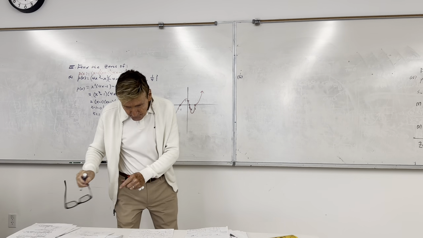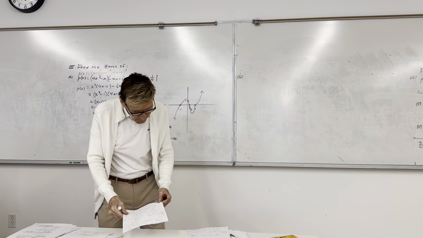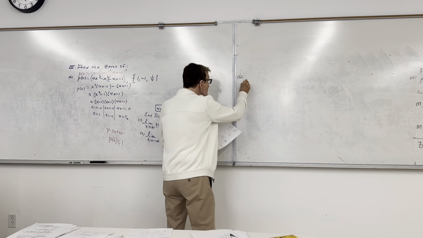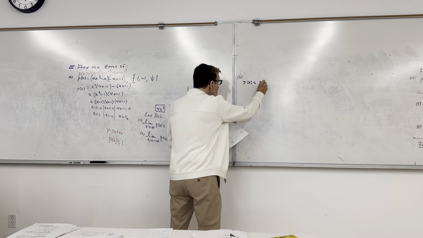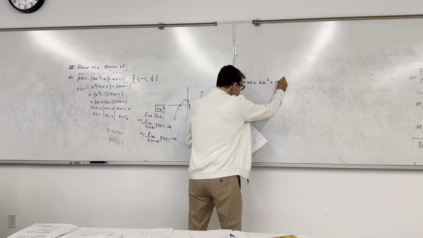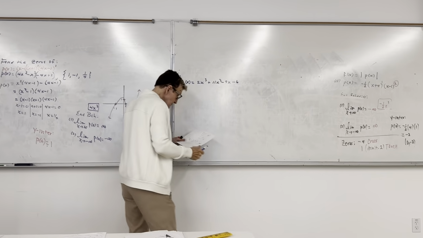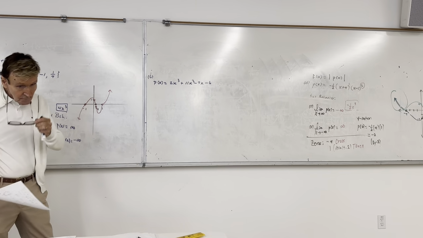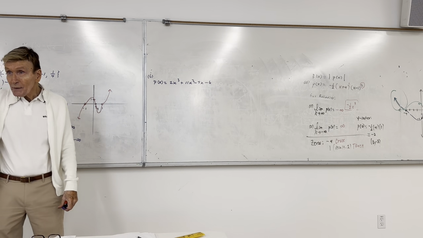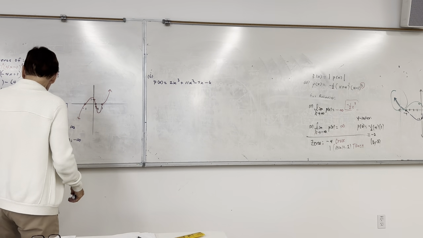I brought in this one. I think it's also on a handout that maybe you guys have already, but we'll find it here. Here we go. P of x is equal to 2x cubed plus 11x squared, subtract 7x, subtract 6. Again, I'm looking for 3 zeros. Back here, we found 3 zeros.